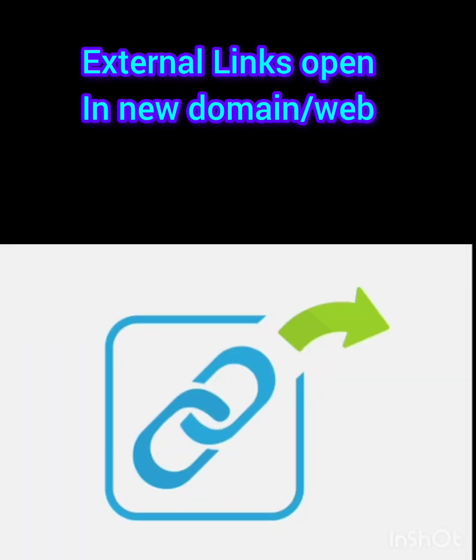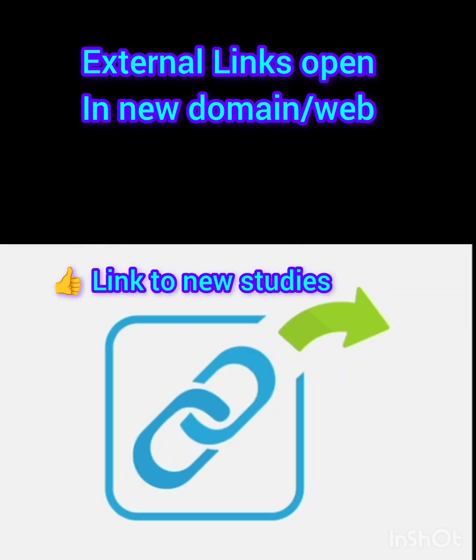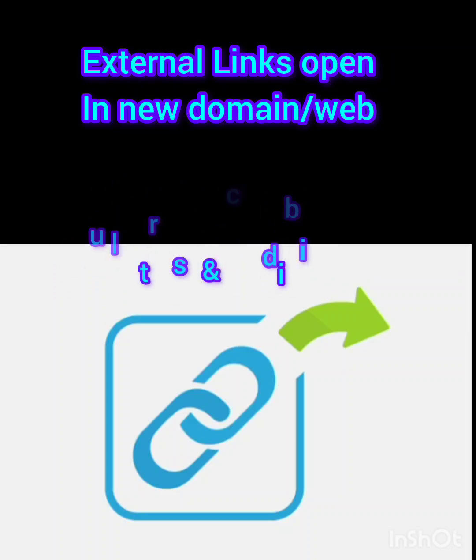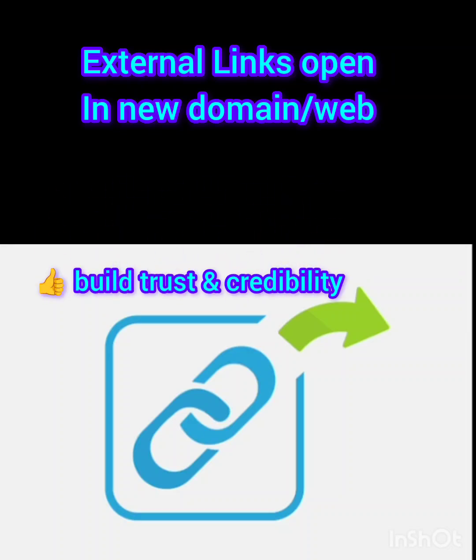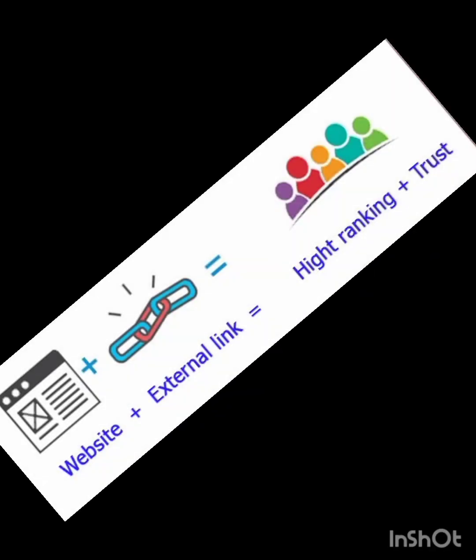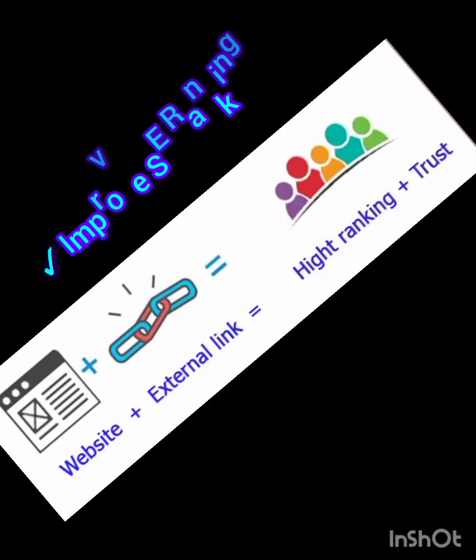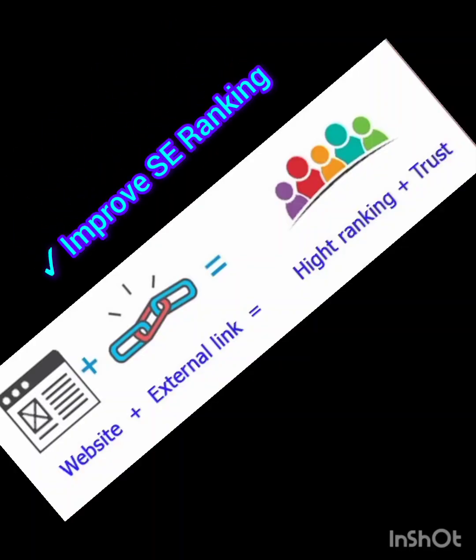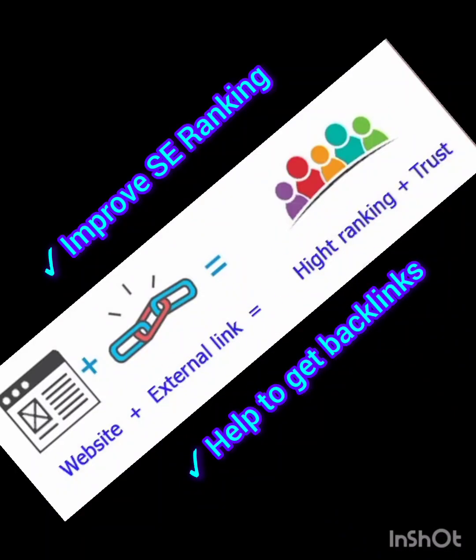And external links open in a new domain or website. They provide context and back up your claim with authoritative sources. For example, linking to a new study or news outlets. It builds trust and credibility of your site, as a search engine counts external links as a wider network of your site content and ranks them accordingly. They also help your site to get backlinks when other people in the industry notice your site.